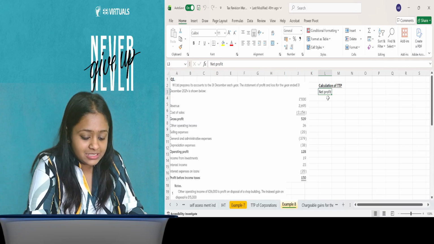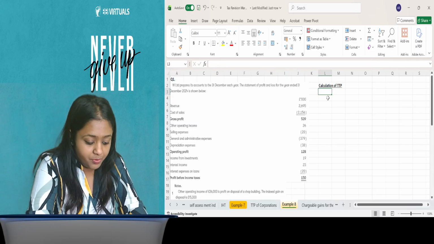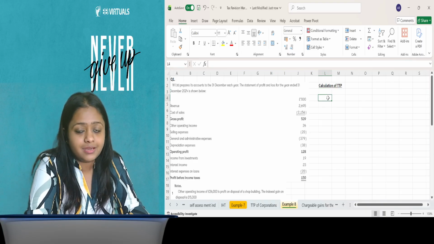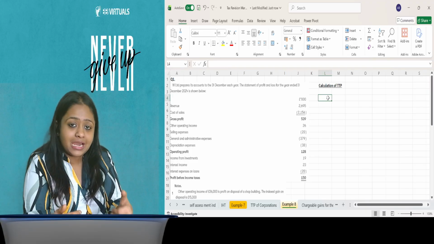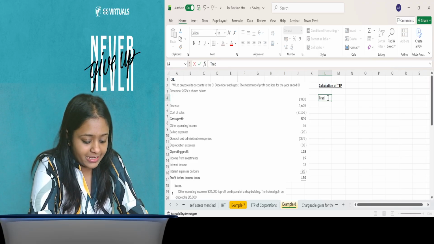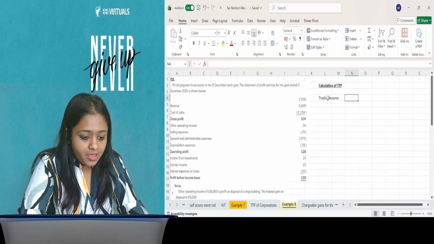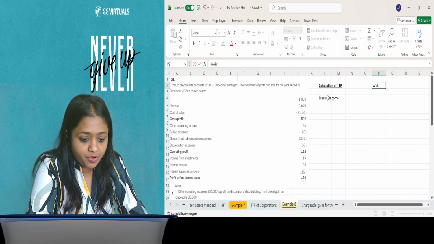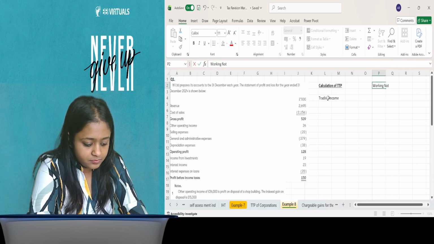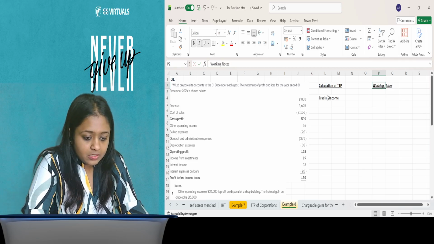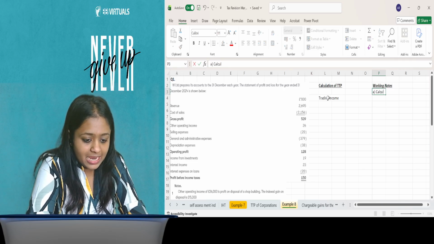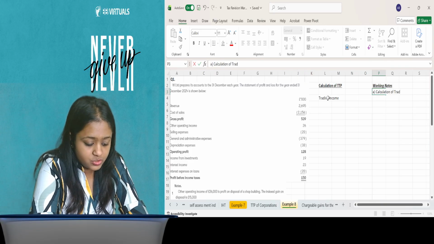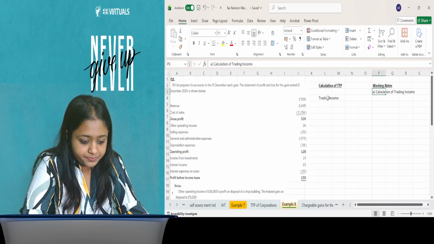So we will first calculate the adjusted trading profits. But here when you're drawing the pro forma, please draw it in the way that is needed. So we need to calculate TTP. Therefore I will write here trading income. And here in the working notes, we will calculate adjusted trading profits. So here I will do first calculation of trading income, and let's do all the adjustments here.